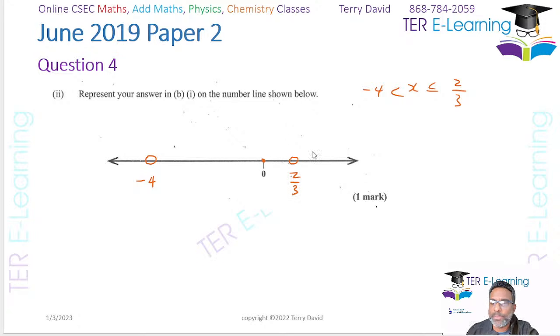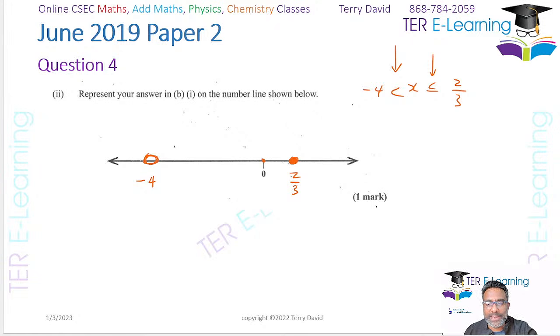But here's the thing now. We have to look at these inequality signs. That sign there is a less than sign, which means I'm going to leave this as a circle. I'm not going to shade it. The sign on this side is less than or equal to, so therefore I have to shade this one. So this is going to be a circle by itself, not shaded, and this one here is going to be shaded.